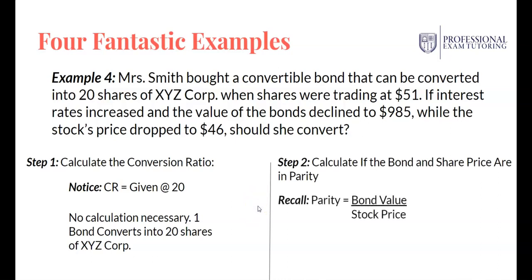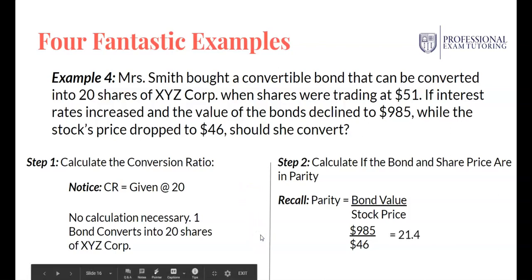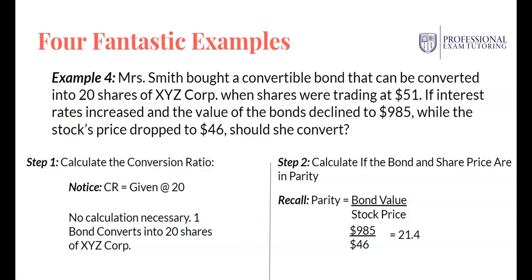So to see if they are in parity, we go back to the old formula that we've been using, bond value divided by stock price. We see $985 divided by 46 is 21.4. And that is not in parity because we know that the conversion ratio is 20.